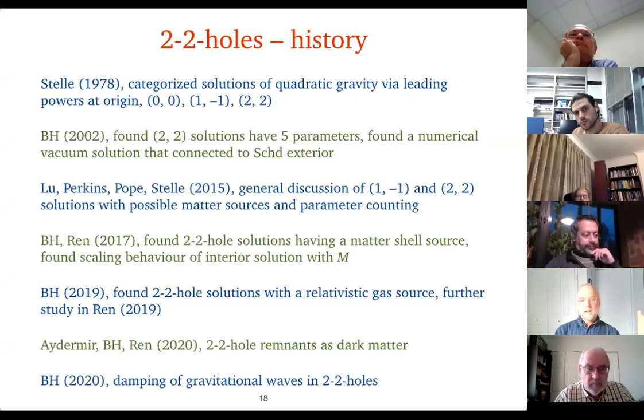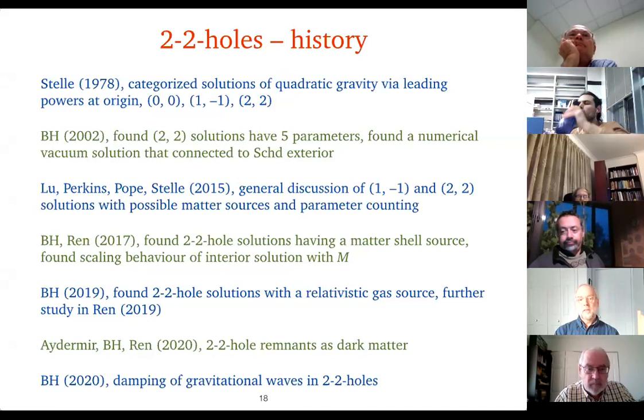Much later, I was looking at quadratic gravity, and I found these 2-2 solutions have 5 parameters. That actually agrees with the 6 parameters that Kelly just mentioned, because I did not count the trivial parameter, which is the overall scale of the B function. By the way, this number of parameters, as you saw in this table, makes these solutions the most generic of these three classes of solutions because it has the most parameters. Anyway, as he also mentioned, I found that solution in this case.